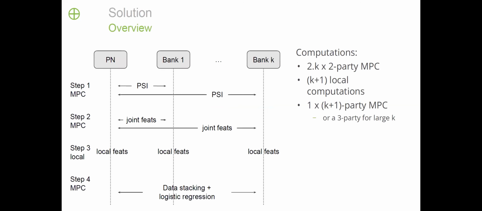So our solution, as an overview: we have different parties, the payment network and the banks. In the first step, we do two-party MPC, where we run a PSI protocol between each bank and the payment network in order to detect the common accounts in the sets. Afterwards, having this intersection, we compute some features on the private data between each pair. Then, in step 3, we compute some local features at each party. And finally, we do an MPC step with K+1 parties, where we stack all this data and do a logistic regression.